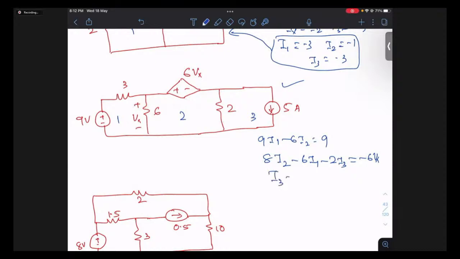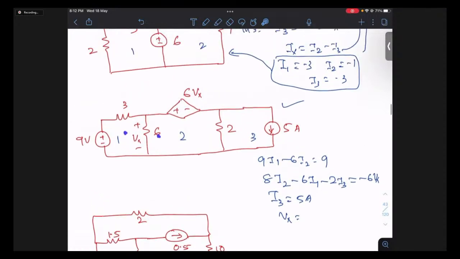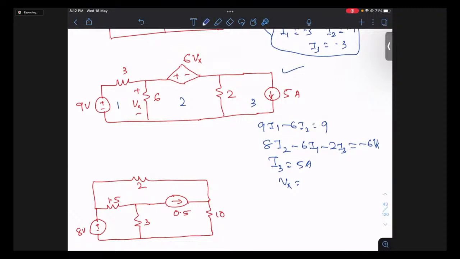For mesh 3, I3 is anyway 5 amperes, right? Because the current source is on the outer boundary, so this current is basically 5 amperes. But what is Vx? Vx is defined here. Vx is basically this branch voltage, which is resistance R into this current. This current is nothing but I1 minus I2, because if I move in this direction, it is I1 minus I2. So Vx is equal to 6 into I1 minus I2.